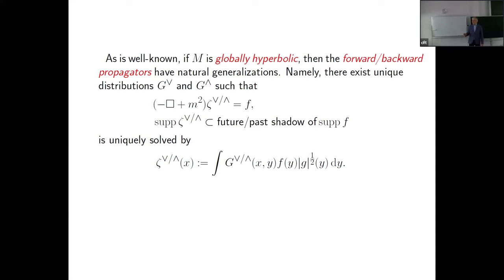So assume that the space-time is well behaved. In rigorous terms, it is globally hyperbolic. I don't want to give a precise definition. It essentially means that there is a time that flows, that there are no loops. I mean, that's a good space-time without boundaries.